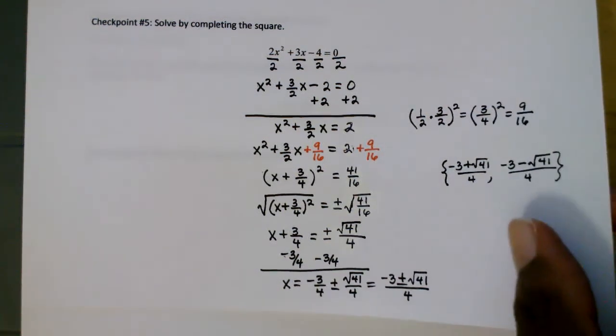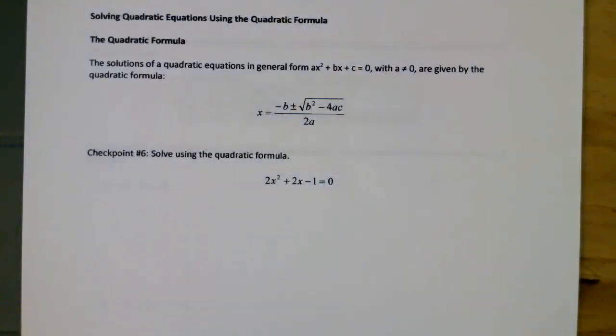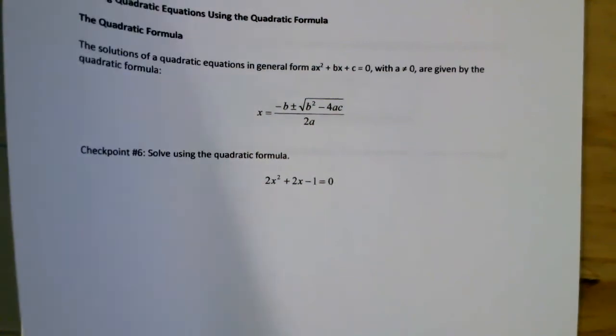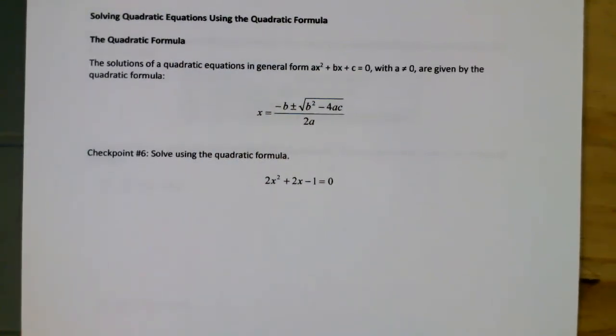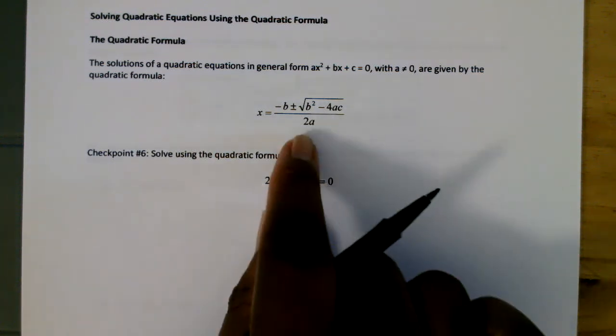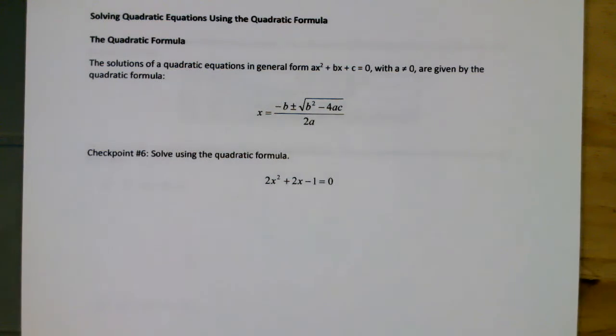But there is an easier way to do this, and that's going to be by using the quadratic formula. That will be the fourth and final method that we'll talk about, using the quadratic formula. The solutions of a quadratic equation in general form ax squared plus bx plus c equal to 0, with a not equaling 0, are given by the quadratic formula, which is this: x equal negative b plus or minus the square root of b squared minus 4ac, all divided by 2a.